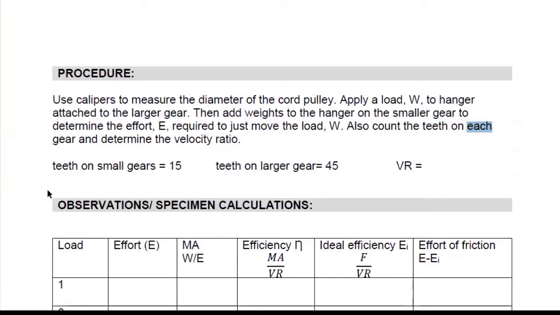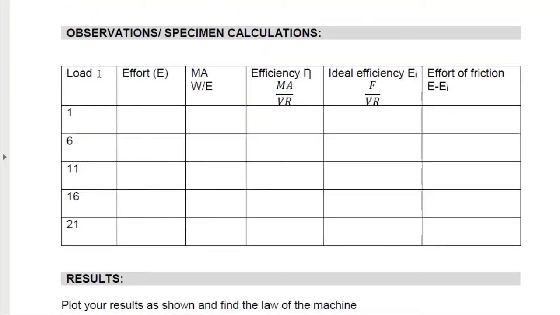The teeth on the small gear, I already calculated, is 15, and the teeth on the larger gear is 45. So you can find out the velocity ratio. There is already an equation here, so you can use this and you will get the velocity ratio. Clear? These are the loads I applied for this practical: 1 Newton, 6 Newton, 11 Newton, 16 Newton, and 21 Newton.